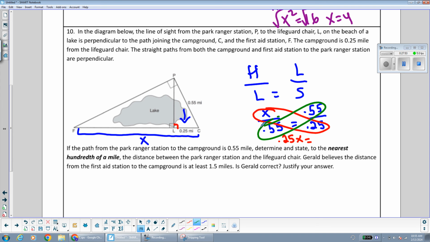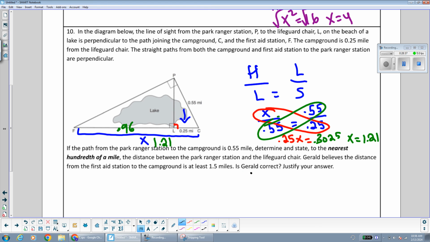And we can see 0.55 times 0.55 is 0.3025. And then if I divide 0.3025 by 0.25 to get x by itself, x is 1.21. That worked out nicely to the nearest hundredth. So that tells me the whole hypotenuse here is 1.21. So what I can do now is 1.21 minus the part I already have, which is 0.25, and that gives me 0.96 for the other segment of the hypotenuse.